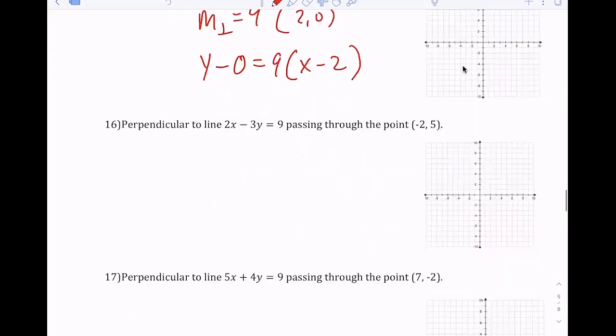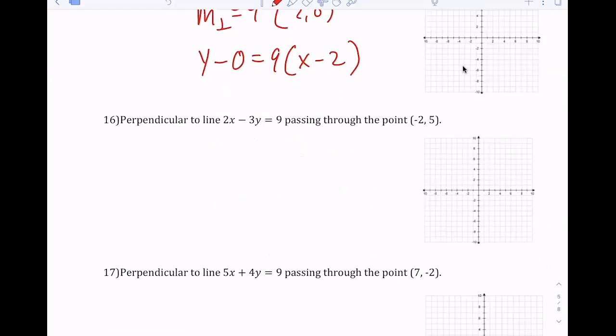Number 16. Lily, why do we have problems here? Why is it? Yes, y is not isolated. So isolate for me. What do I do? -3y equals -2x plus 9.